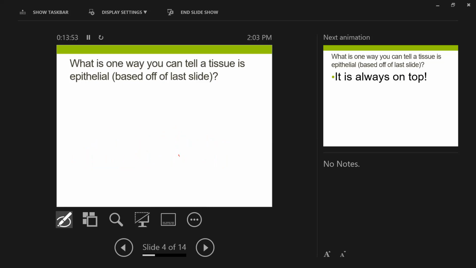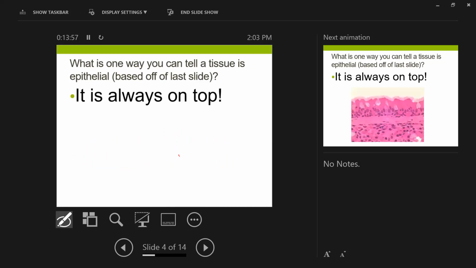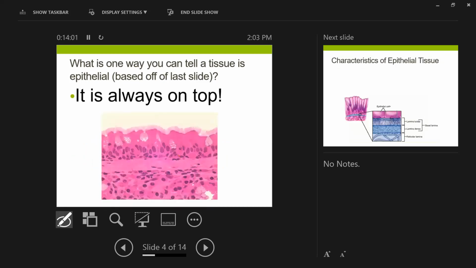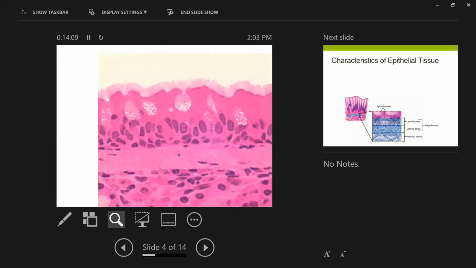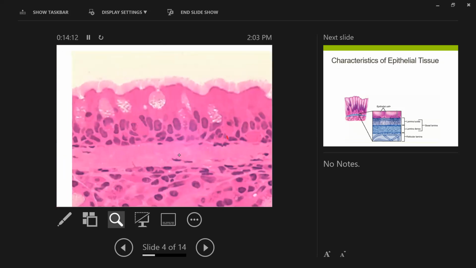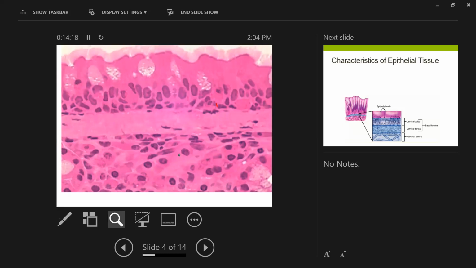Okay, well, the question here is, what is one way you can tell a tissue is epithelial? It is on the surface. It's on the top. So if you look at this slide, you see the cilia on the very, very top of the cells. That is cilia, little hair-like projections. And then the cells are the epithelial cells. Do you see the basement membrane? And then what type of tissue is below the basement membrane?